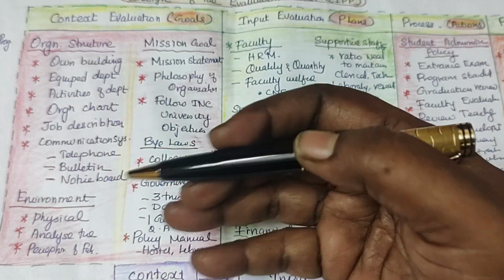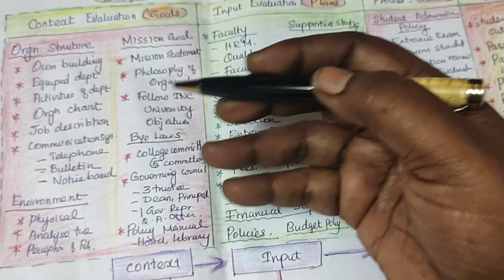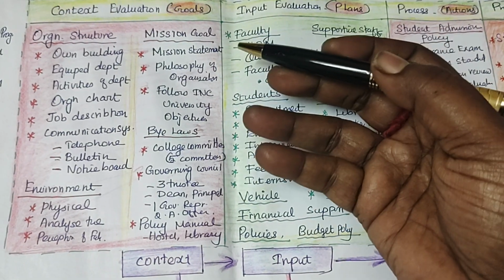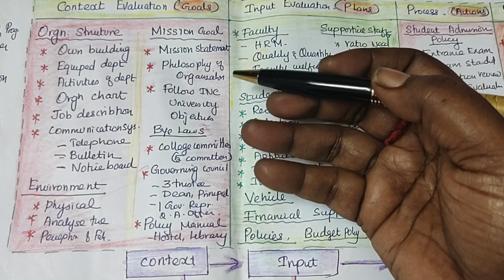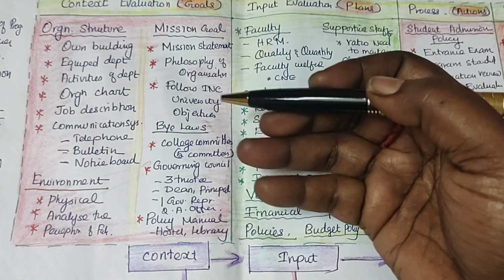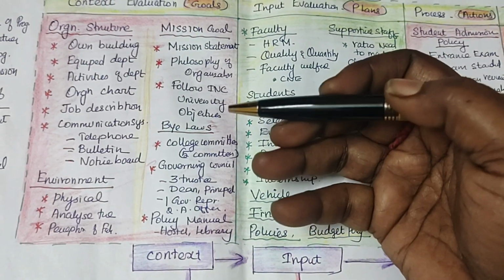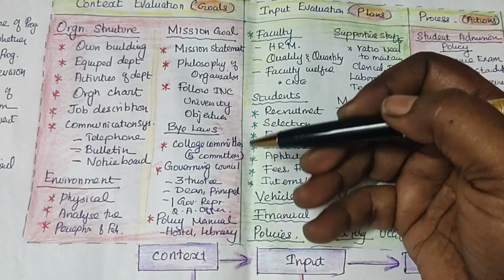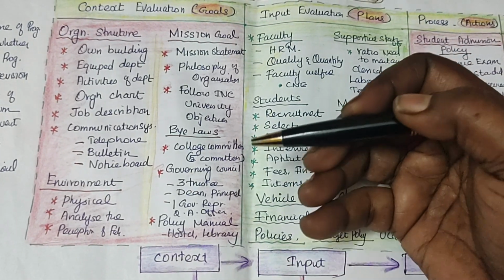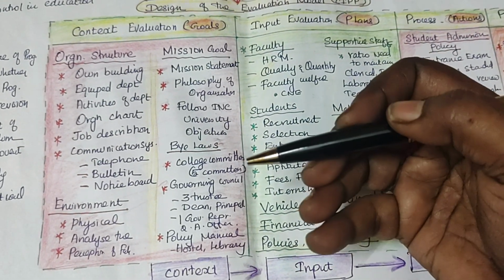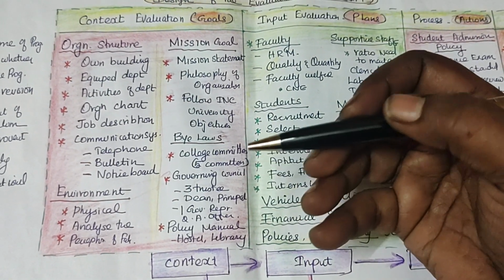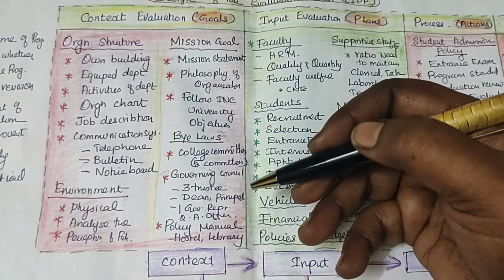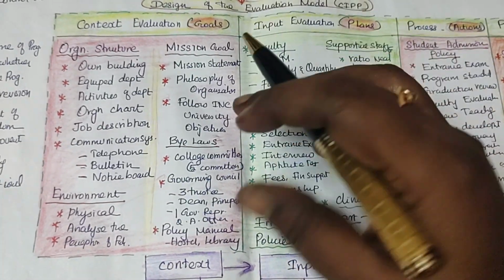then analyze the lab, how many lab facilities are there, the mission and vision strategies, like philosophical strategies, and then whether INC norms have been followed or not. In the bylaws, are the college committees there, the SNA committee or the governing council, the anti-ragging committees, the trustees? Are they following, is the dean or the principal qualified, is the policy manual there? Everything you will be seeing.